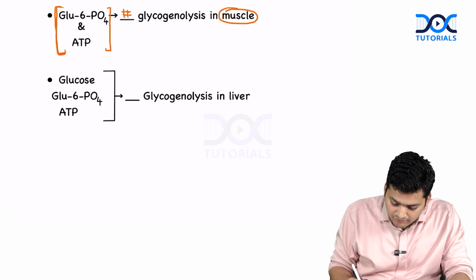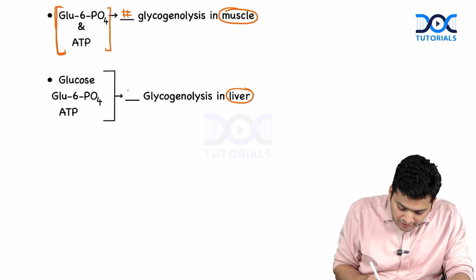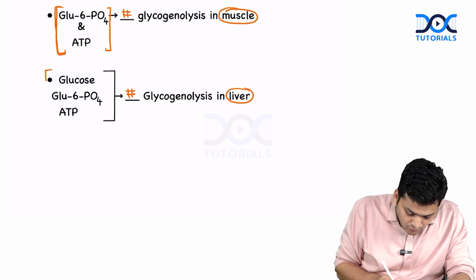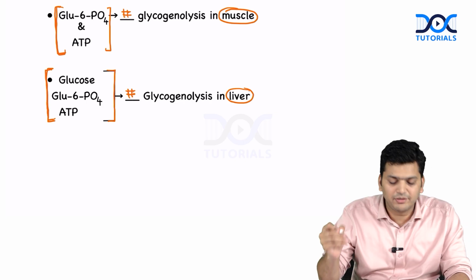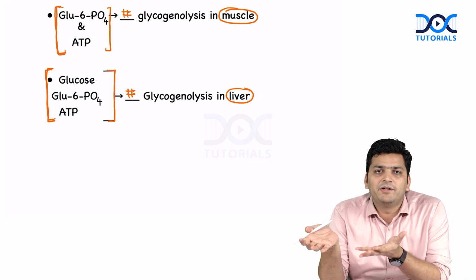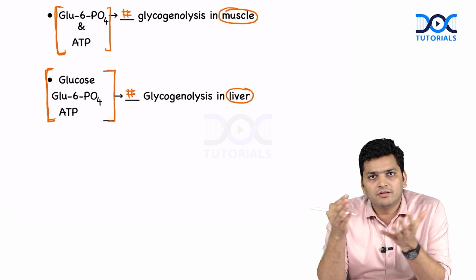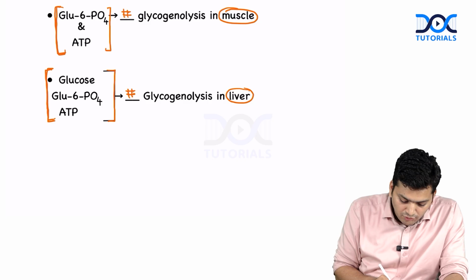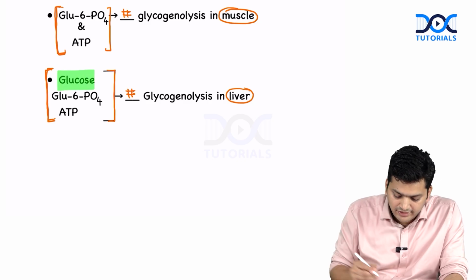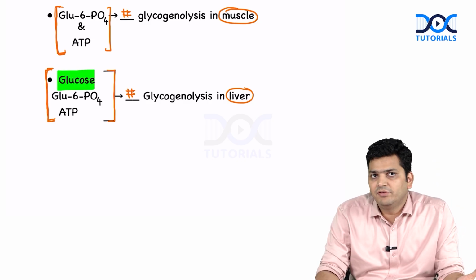Whereas in the liver, who is going to inhibit the glycogenolysis? What are the products? Glucose, glucose 6-phosphate and the ATP. They are going to inhibit, right? Basically, whoever is the product, that is going to inhibit the process. The only difference is the glucose. In the liver, we can generate the glucose as a product, but in the muscle, we can't generate that.